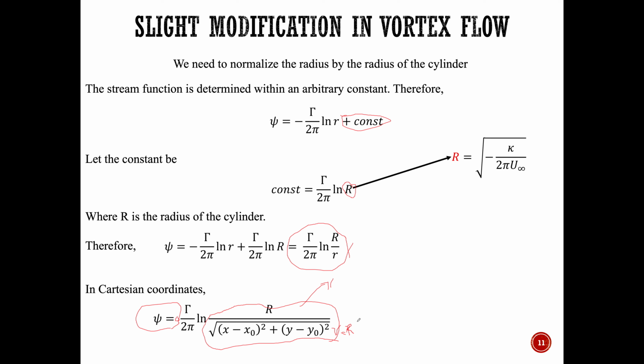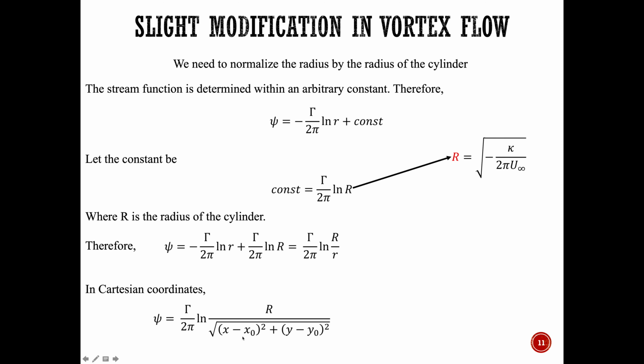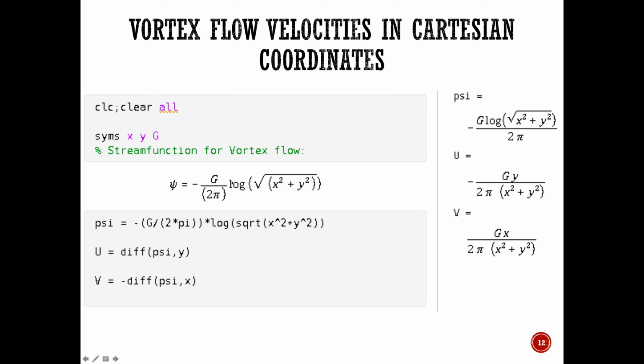So once you have this equation, and again, you probably can guess what x naught and y naught represent, right? This is the location at which you put the vortex flow in the Cartesian space, okay? All right. So again, if you want the flow field, just program the stream function equation, just differentiate with respect to x and y, and you get u and v velocities, which is pretty cool.